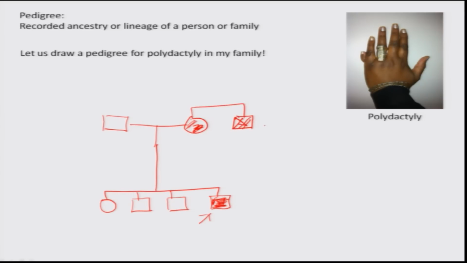Then I asked whether her parents had it. It looks like my grandfather also had 6 fingers, right, and his sister, that is 2 generations back, you can talk about it that way, she also had it. So you can go on building a pedigree like this by talking to people.